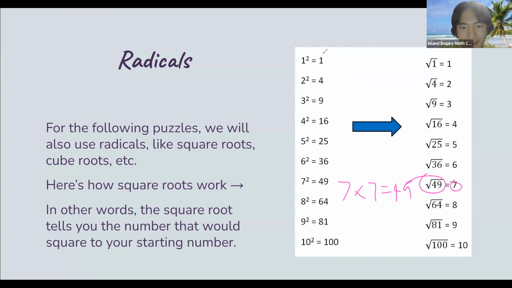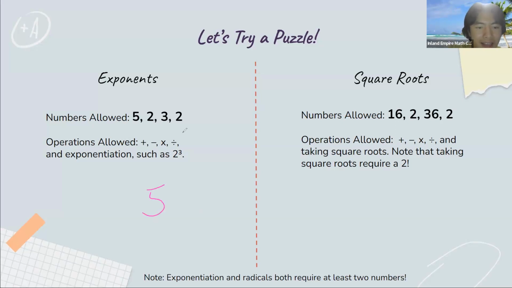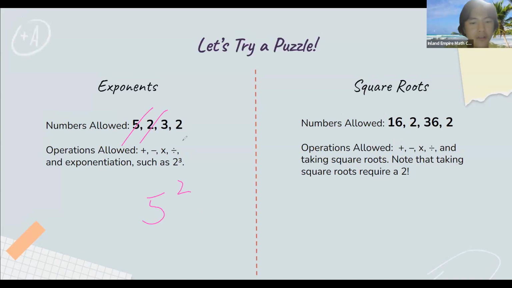Okay, now let's actually put this to use by trying a puzzle. So the left puzzle is not only can you use addition, subtraction, multiplication, and division, but you can also use exponentiation, such as 2 to the third. Also, note that exponentiation requires two numbers, right? So if you do something like raising 5 to the second power, that's going to cost you both 5 and 2. So just something to note.